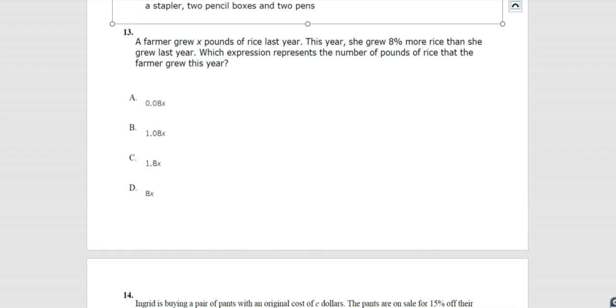A farmer grew X pounds of rice last year. This year she grew 8% more rice than she grew last year. Which expression represents the number of pounds of rice that the farmer grew this year? So this year she grew 8% more. So last year she grew X, so X last year.